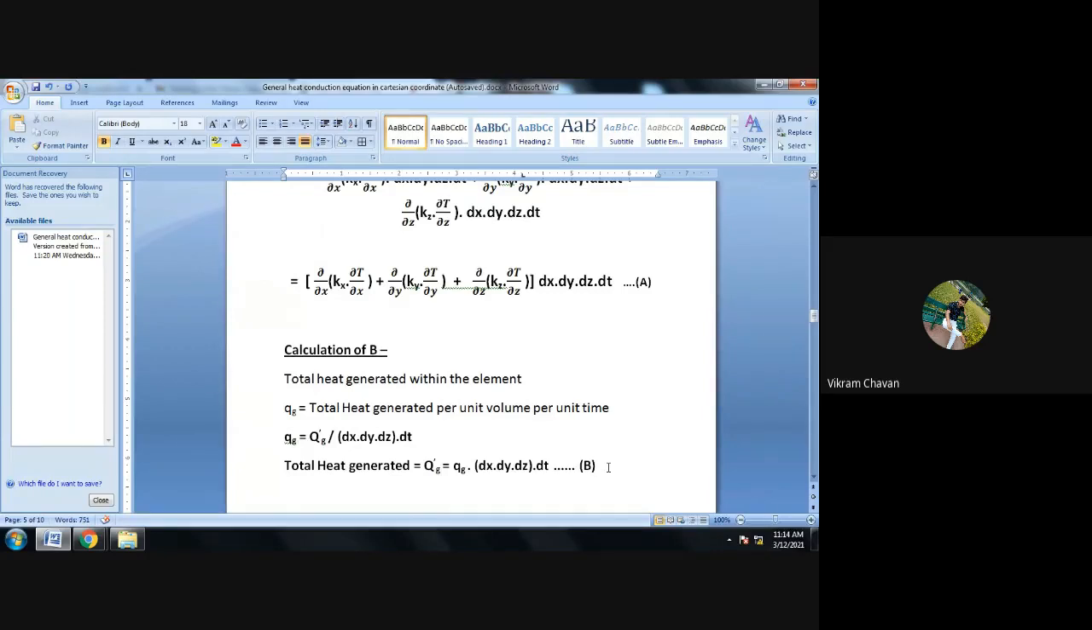B part, total heat generated within the element. Total heat generated within the element. Okay, next line. Next line.